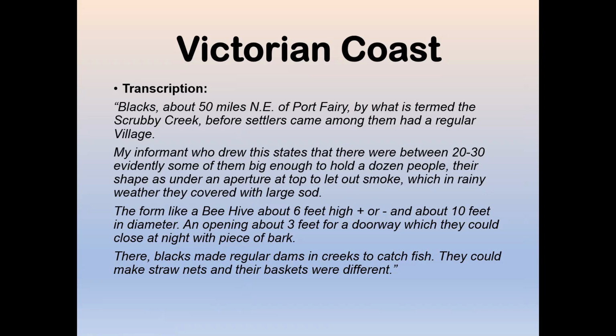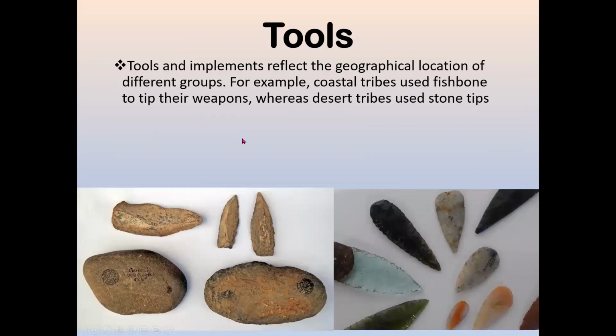Anyway, they formed like a beehive about 6 feet high, plus or minus, and about 10 feet in diameter. So it's a decent size construction. An opening about 3 feet for a doorway, which they could close at night with a piece of bark. There, blacks made regular dams in creeks to catch fish. They could make straw nets with their basket, and their baskets were different. Okay, and by fish, you'll see later that they're actually eels.